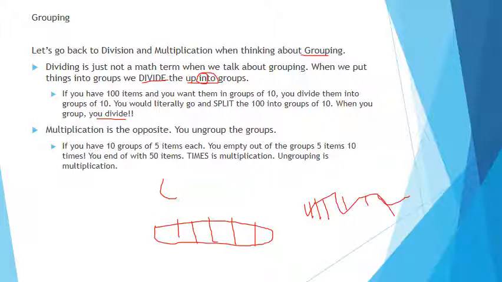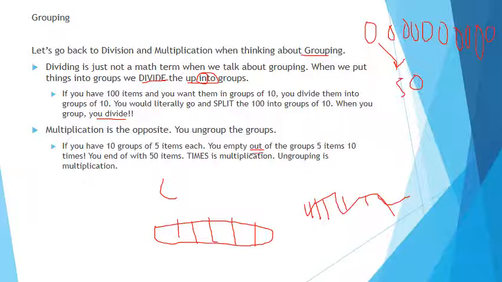You're ungrouping. So if you have 10 groups of 5, 1, 2, 3, 4, 5, 6, 7, 8, 9, 10, and each one of these circles has 5, and you empty out 5 from each one, you're going to have 50 items. So what we did is we emptied out of the groups 5 items 10 times.